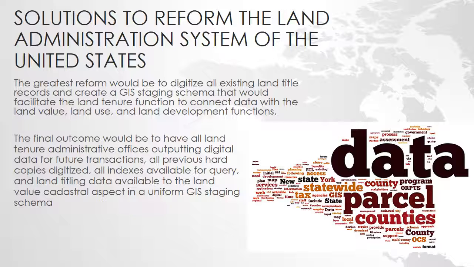Having analyzed the United States and their land administrative system, there definitely is room for reform. Some of the solutions that I present would be to digitize all the existing land title records and create a GIS staging schema that would facilitate this land tenure function to connect data with land value, land use, and land development functions. And that might be fine in some areas. Like I said, New York or populated Dallas, Tarrant County, their land title registration office and their central appraisal districts for taxation and land use are very well connected.